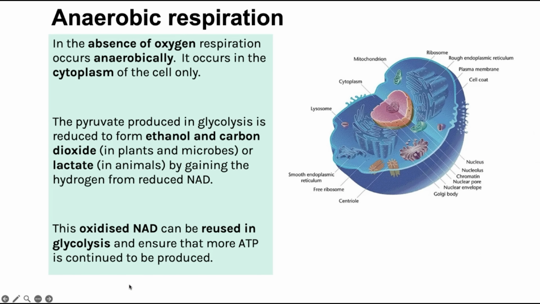Anaerobic respiration is when there is no oxygen, and it only happens in the cytoplasm. The pyruvate that's produced in glycolysis is reduced instead of oxidized, and it will form ethanol and carbon dioxide if it's a plant or a microbe, or lactate or lactic acid in animals. And this is by the pyruvate being reduced because it gains the hydrogen from reduced NAD. That reoxidizes the reduced NAD into NAD so that it can be used in glycolysis again, to make sure that at least glycolysis can still continue even though there's no oxygen, so that you get some ATP.